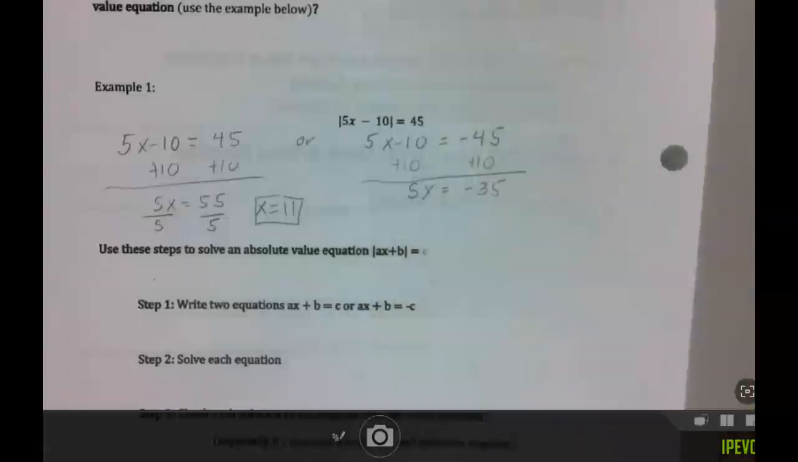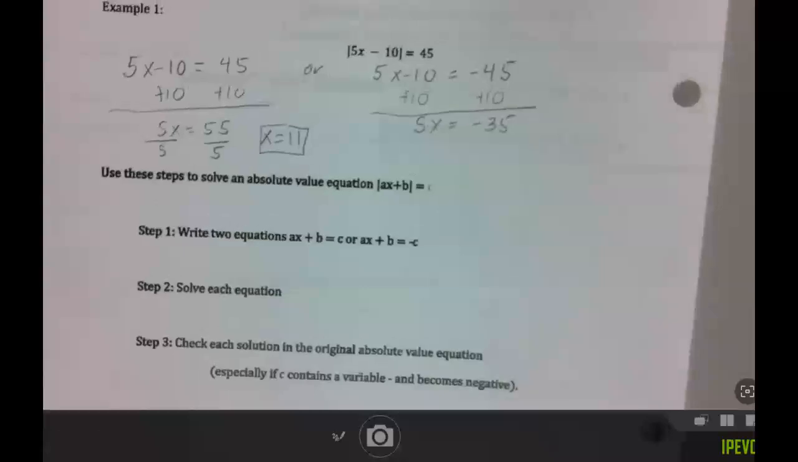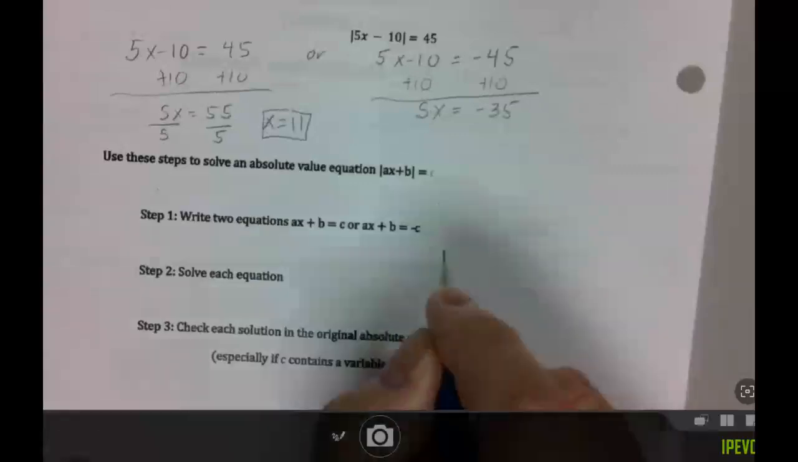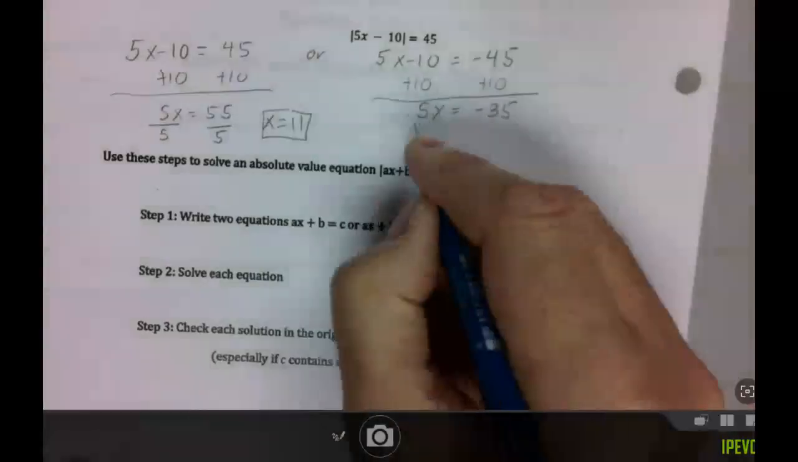Does that look right to you guys? Can you guys see that in the back or no? If you can't, it's not written big enough. Okay, do you have glasses? You need to get some glasses.